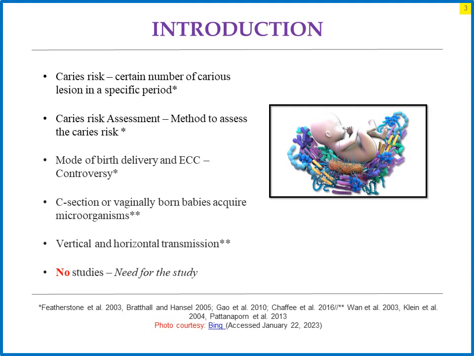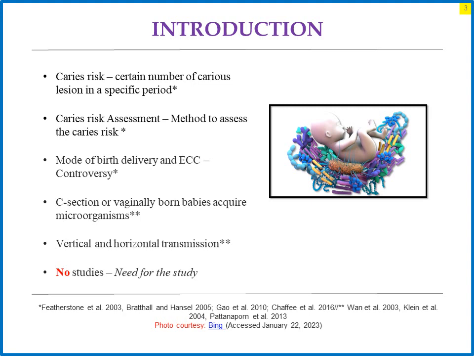According to the available literature evidence, there is still a controversy between the mode of birth delivery and early childhood caries. Studies have reported that children acquire Streptococcus mutans from mothers through saliva, that is vertical transmission, and through siblings or caregivers, that is horizontal transmission.